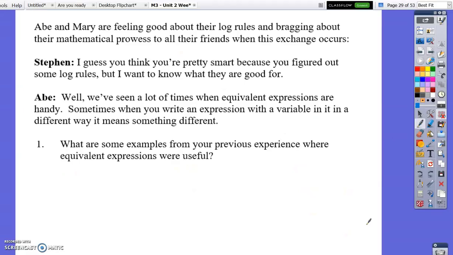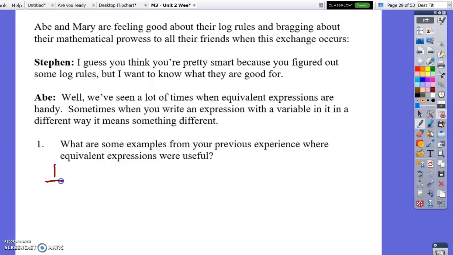All right, so going back to Abe and Mary, this is the start of 2-4. They're feeling really good about their log rules. They were bragging about their great work to their other friend. And so Stephen, their other friend, says, I guess you think you're pretty smart. You should figure out some log rules, but I want to know what they're good for. What's the point? And Abe's like, well, I've seen a lot of times when equivalent expressions come in handy. Sometimes you write an expression with a variable in it in different ways and it means something different. So what are some examples from your previous expressions where equivalent expressions were useful?